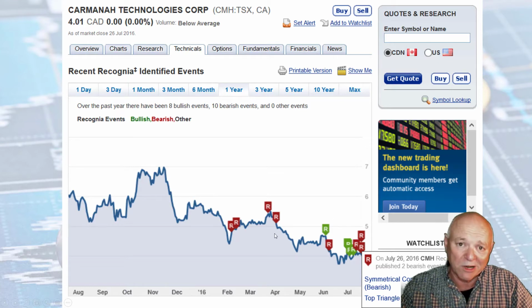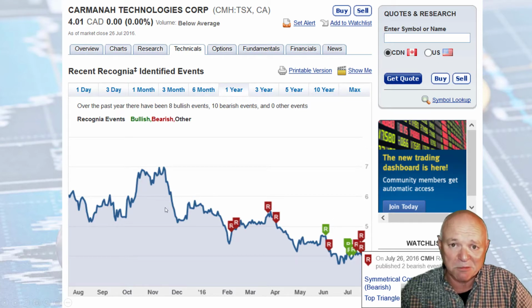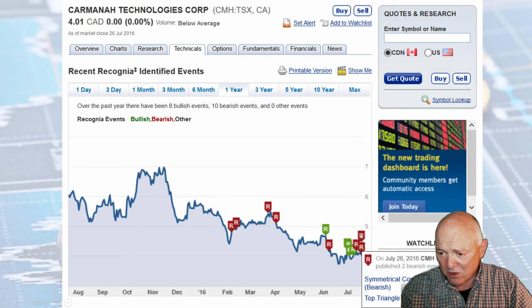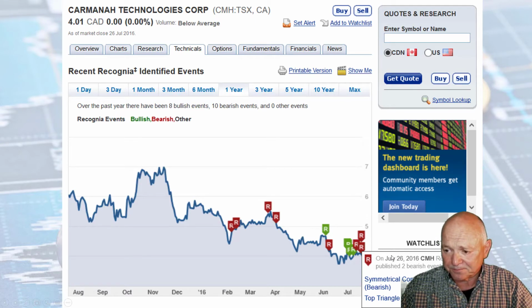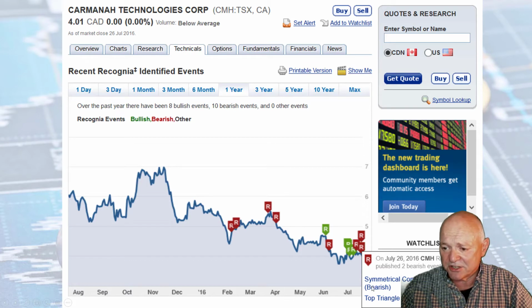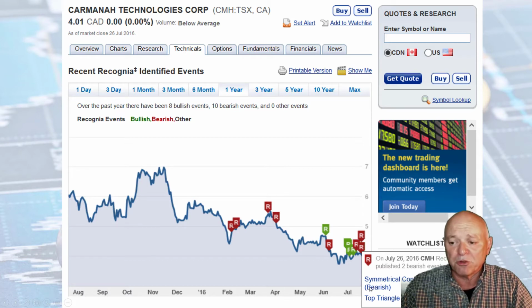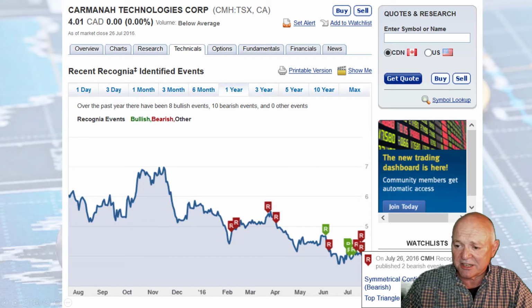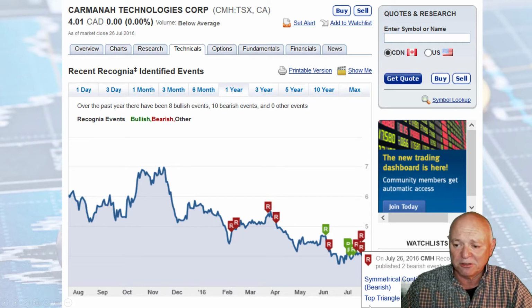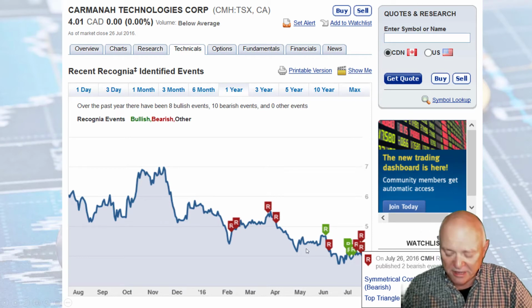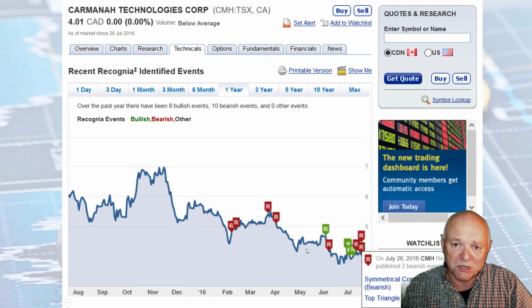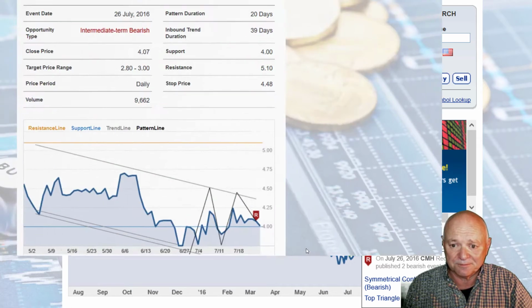And if I click on any one of those, it'll tell me the type of indicator that's been provided. On this particular day, on the 26th of July, Recognia said there are a couple of indicators. Both of them are bearish. One is a symmetrical continuation triangle. Another is something called a top triangle. And if I follow on to that, I can see what they mean by those particular types of indicators.